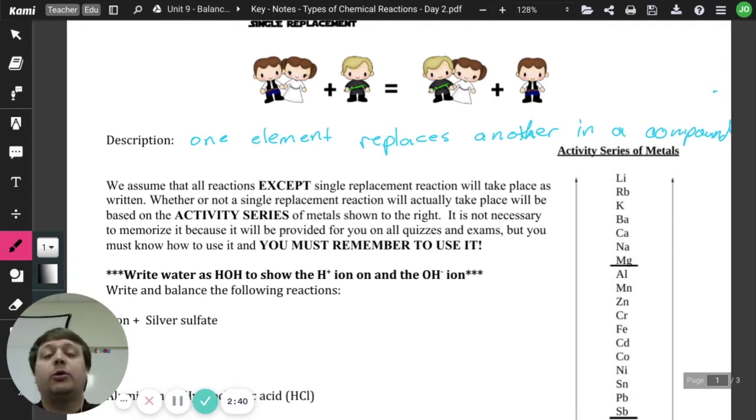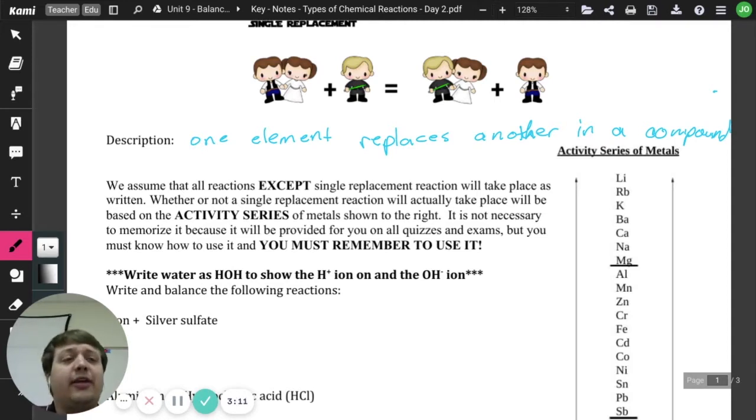Okay, one element replaces another in a compound. Now, this doesn't just always happen, right? We don't always see one element replacing another. Why? Because as soon as that reaction happened, then it would immediately go back and replace itself. And you would see this constant back and forth of those reactions where one is replacing the other and then it's replacing back again, and it would just keep on happening to infinity, right? And so we don't actually see that.